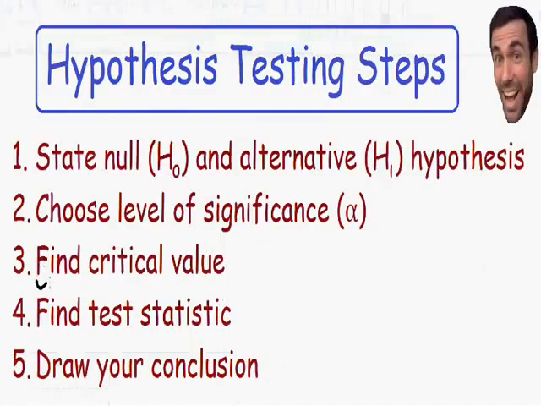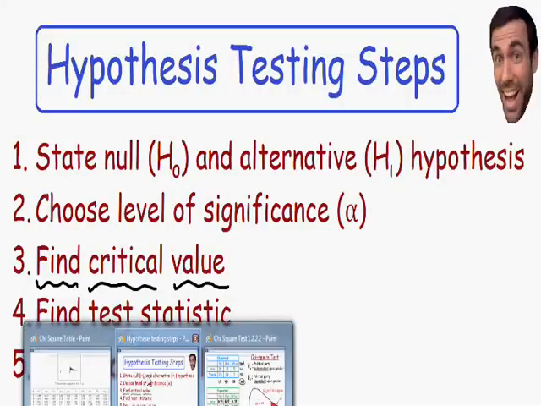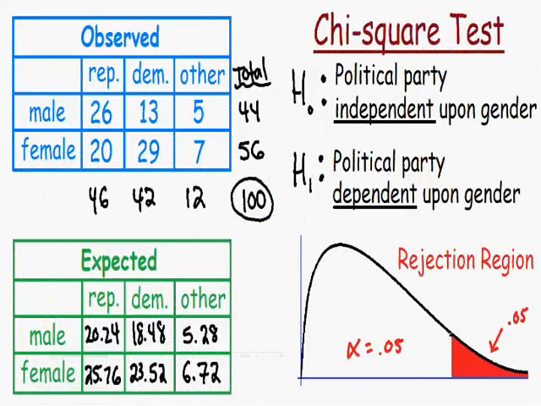Step number 3 says to find the critical value. The critical value is nothing more than the point that separates the tail from the rest of the curve. So let's go back to our example. This point which separates the tail from the rest of the curve is our critical value. And this critical value is going to be a chi-square value since we're using a chi-square test. So how do we find this critical value? Well, we need to use a chi-square table. And one thing to keep in mind before we look at our chi-square table is the area in the tail. We're going to use this area of 0.05, and it's going to help us to find our critical value.